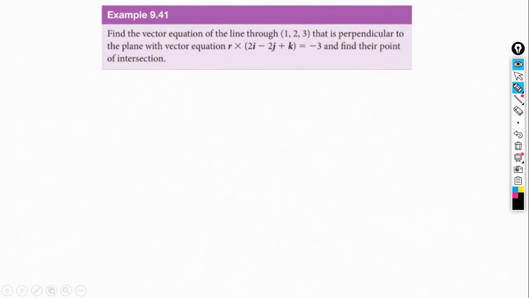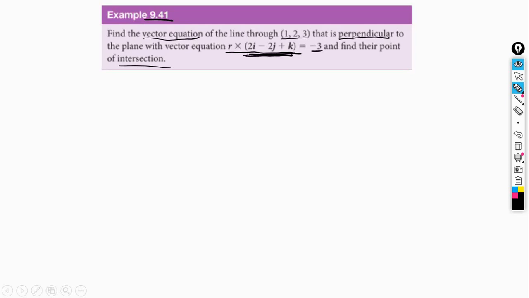Okay, so now we have example 9.41, and it says find the vector equation of the line through (1, 2, 3) that is perpendicular to the plane with vector equation r · (2i − 2j + k) = −3, and find their point of intersection. So this line is perpendicular to the plane. That means that it has to be parallel to the normal, which is right here.